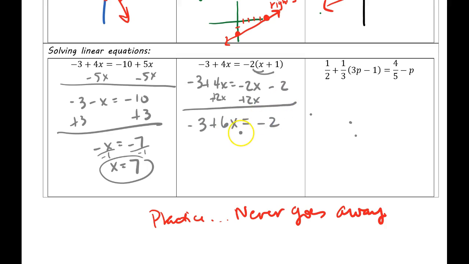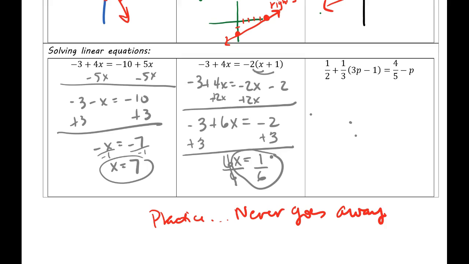And now to isolate this x, I need to get rid of this 3 in the front. So let me add it to both sides because I'm doing the opposite. That's now a 0. Bring down the 6x. And then a negative 2 plus 3 is just a 1. And now to get the 6 off the x, I'm going to divide it off. So x is equal to 1/6.